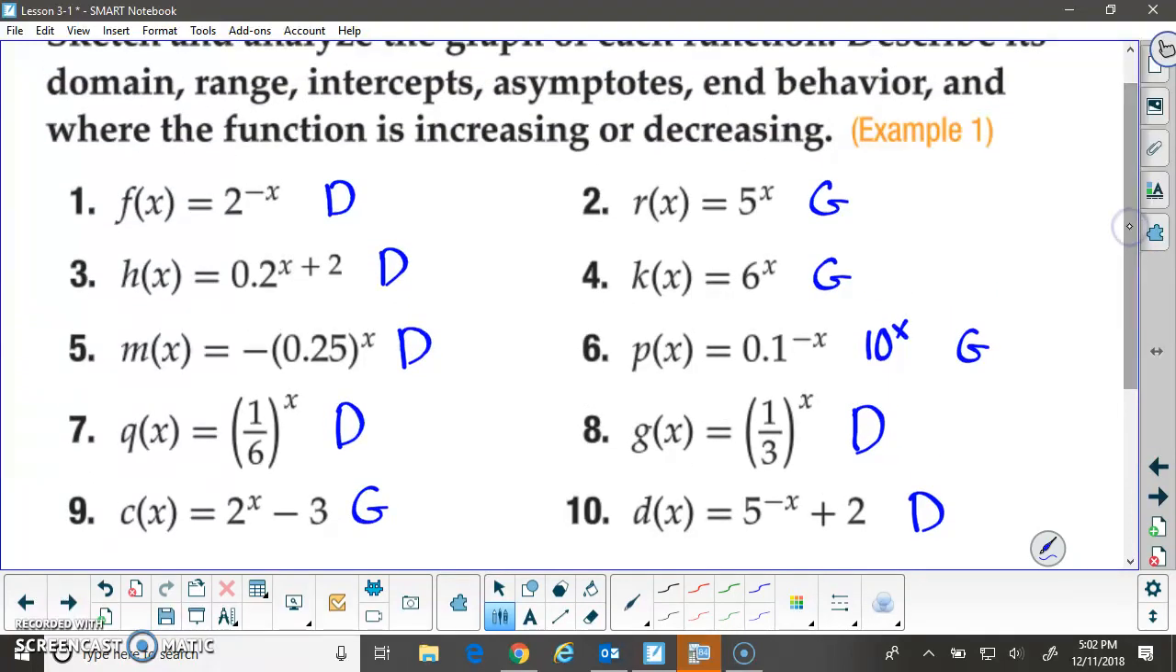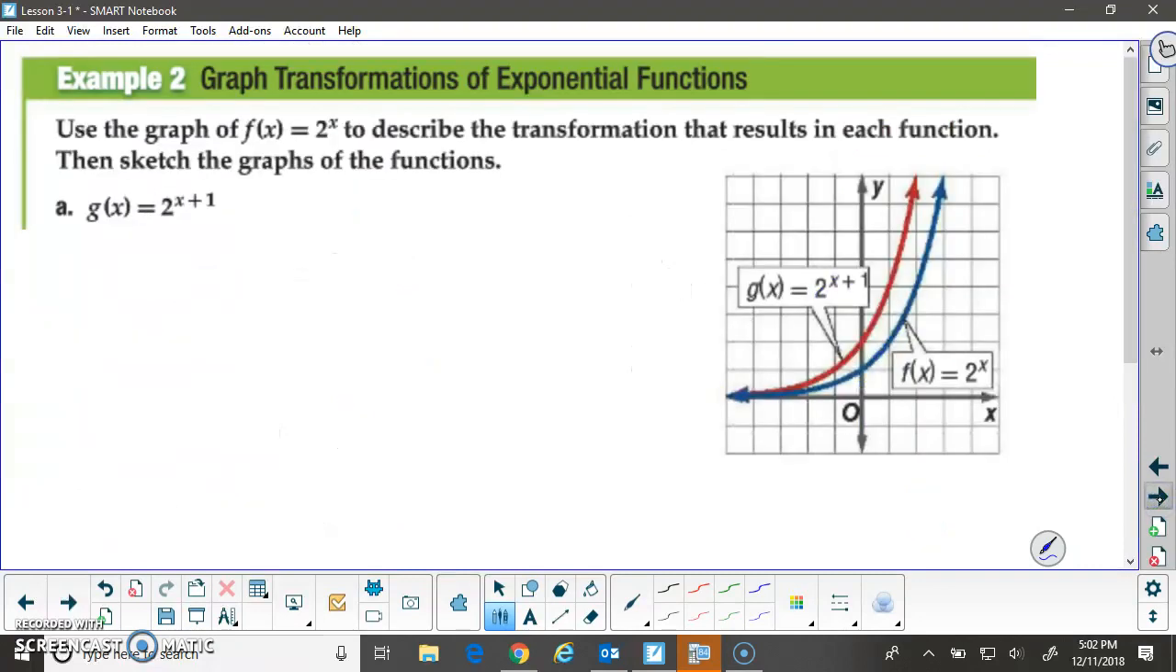And from there, I want to talk about transformations. Now we've got our two rules. Anything inside affects the graph horizontally and illogically. Anything outside affects the graph vertically and logically.